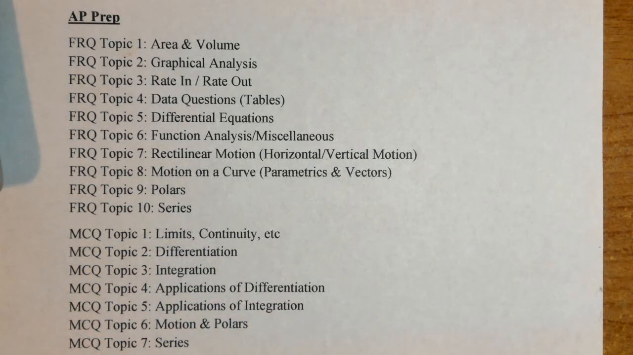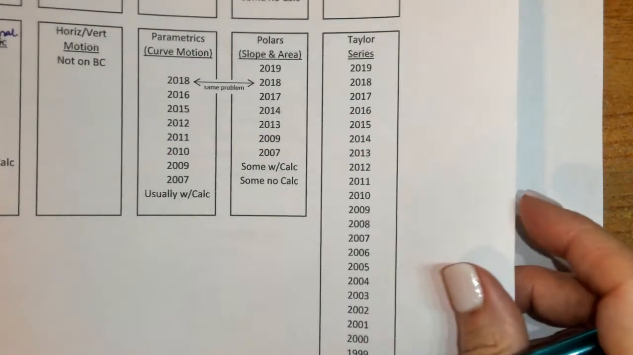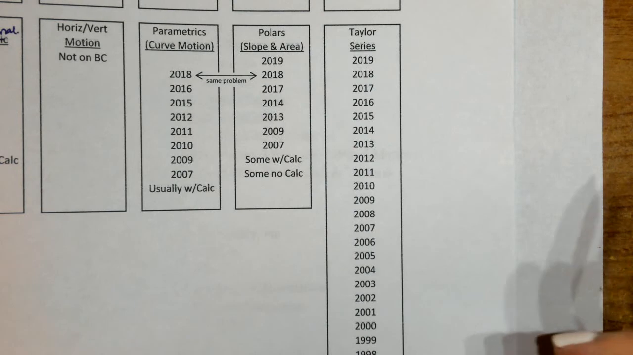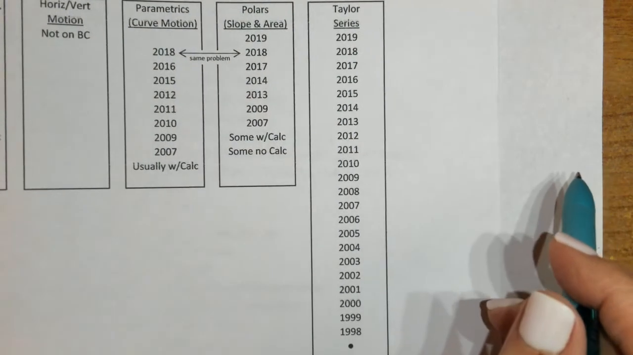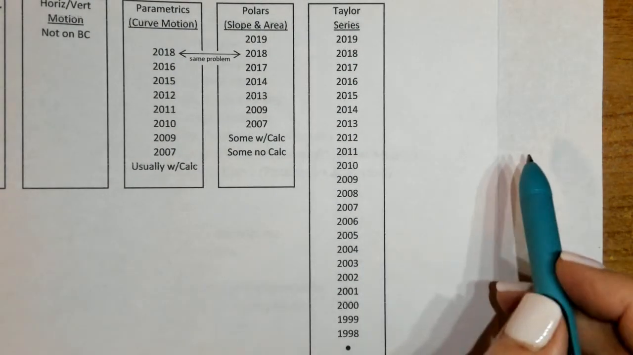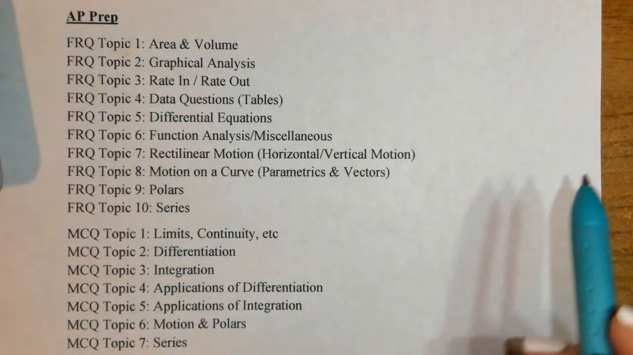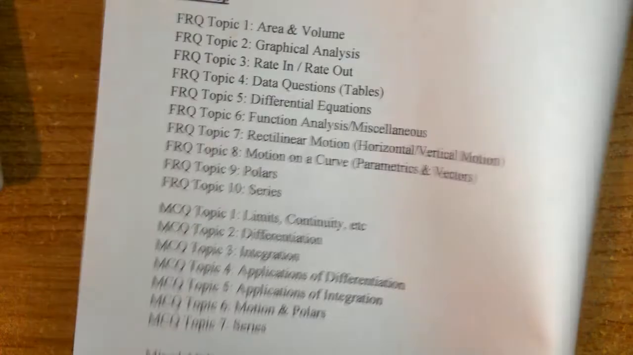We're on our last FRQ topic, topic 10, and this topic is on series. There is always a series question, and it's always number 6 on the FRQ section of the BC exam. So expect this to be number 6.